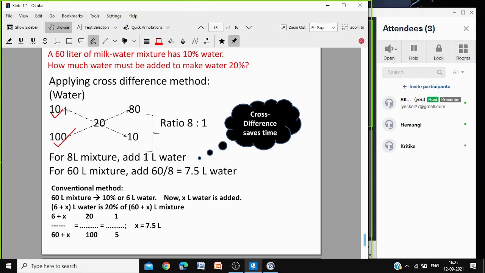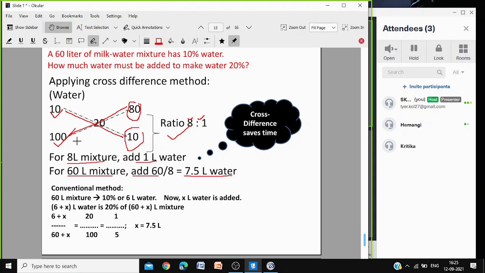So cross difference. 10 and 20, the difference is 10. 100 and 20, the difference is 80. So you are getting the ratio 80 to 10, or 8 to 1. What does 8 to 1 mean? If 8 liters is the mixture, then you must add 1 liter. So for a 60 liter mixture, you will add 60 upon 8, or 7.5 liters of water.